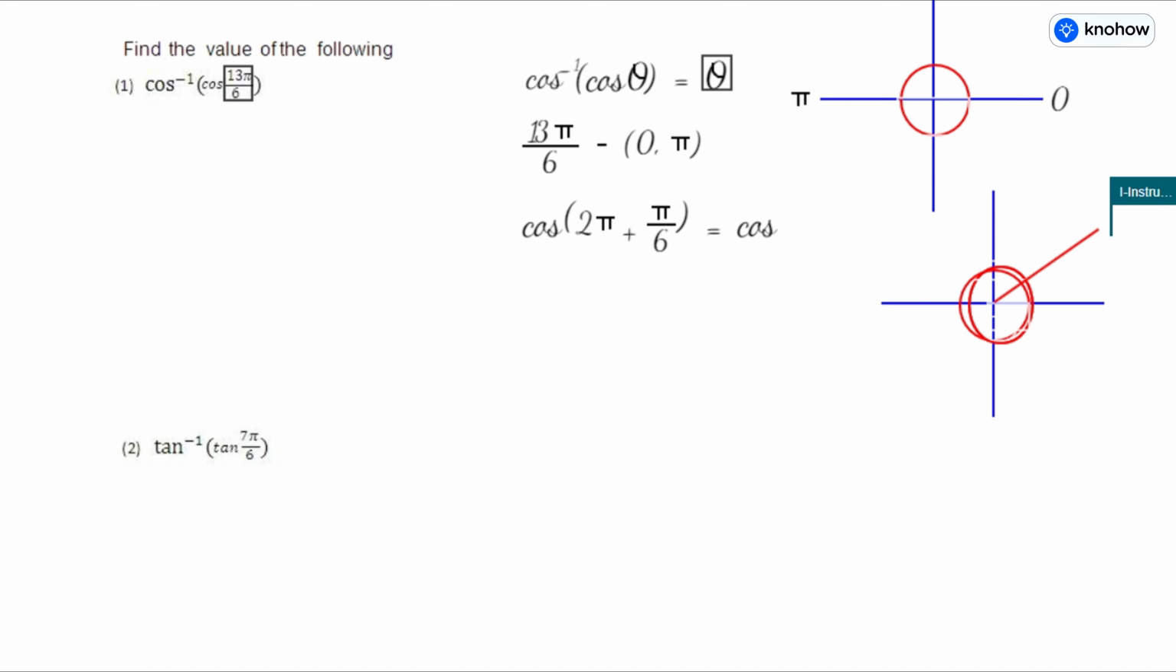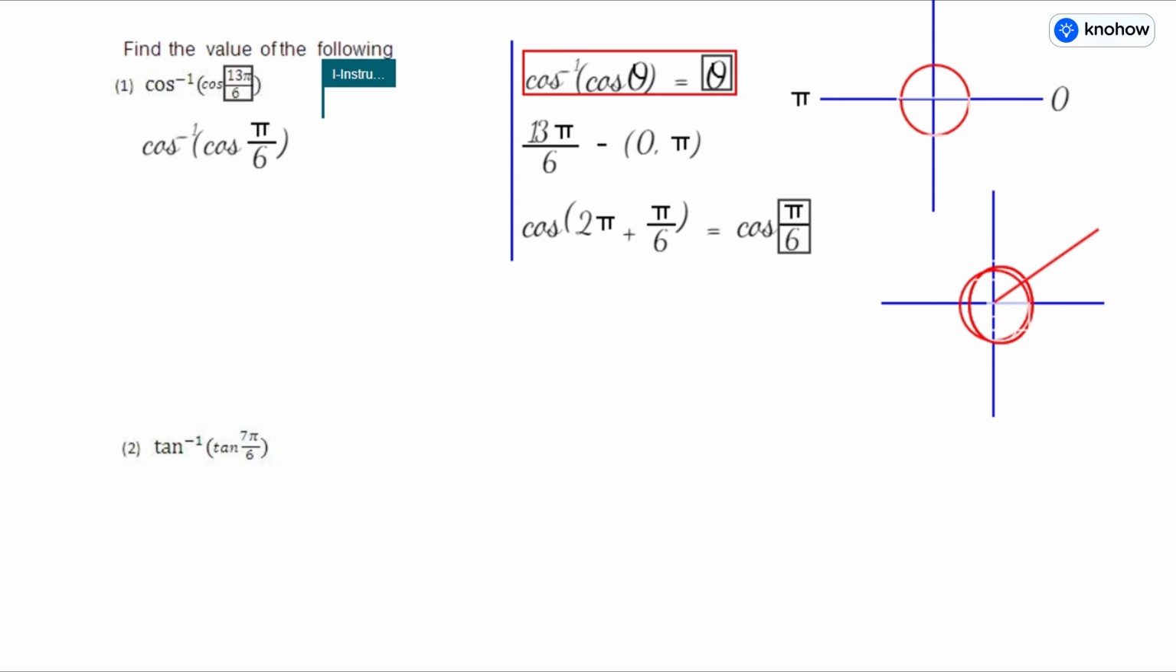So this will be cos pi by 6. And what about this new angle pi by 6? It very much lies in the principal value branch 0 to pi. So let us write it as cos inverse cos pi by 6. And now using the property, it becomes pi by 6. So it is as simple as this. Next.